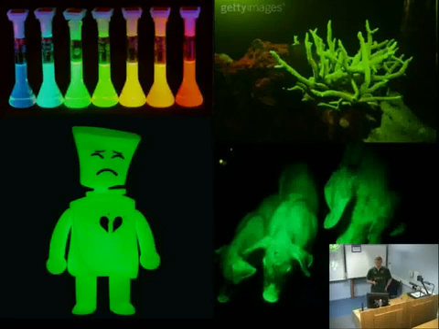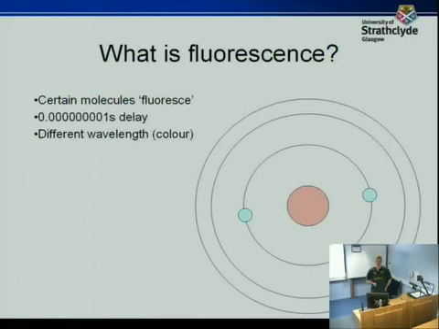So what is fluorescence? How does it work? As Nikhil has already told us, sometimes molecules can absorb photons of light. So a photon comes in, excites an electron, and in the fluorescence phenomenon there's a slight delay, a nanosecond or so. And when this photon is emitted again, it's of a different wavelength, so a different colour of light comes out.